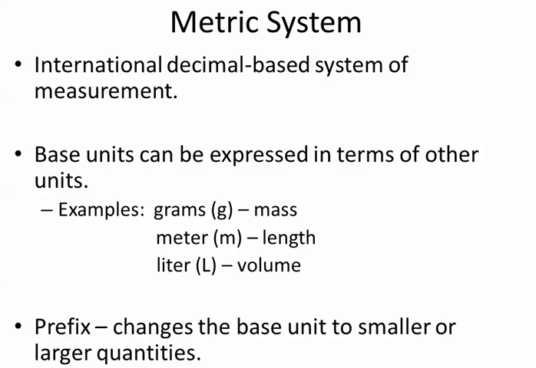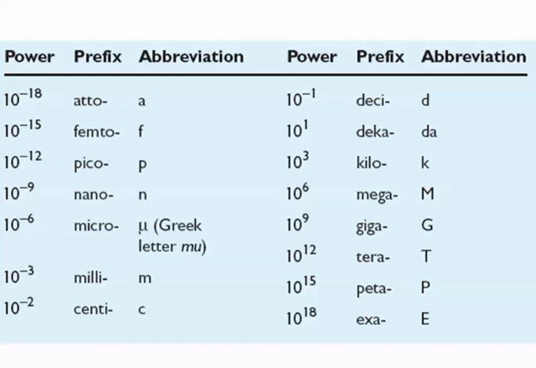Examples of base units would be things like grams, which is used to measure mass, meters, which is used to measure length, and liters, which is used to measure volume. When we add the prefixes to these base units, we either make it a smaller quantity than the base unit or a larger quantity. Examples of those prefixes can be seen here.